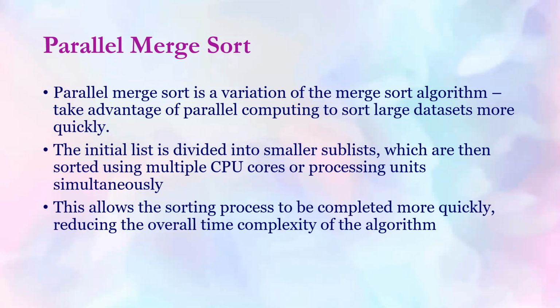So this is again the same thing. We are going to take advantage of the parallel processing. The initial list is divided into smaller sublists, which I'm going to sort and send to multiple CPUs. So this is going to greatly influence the time taken to complete my sorting process.